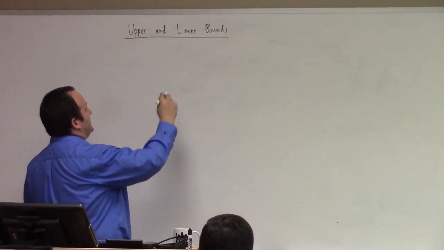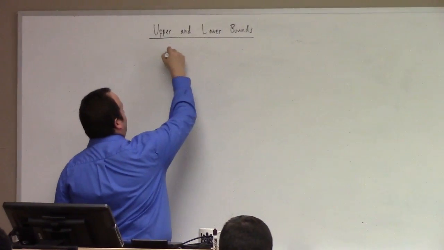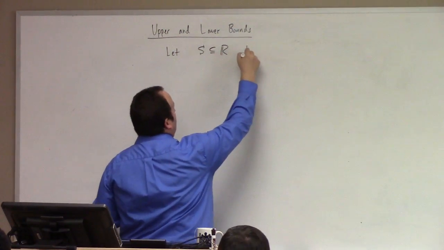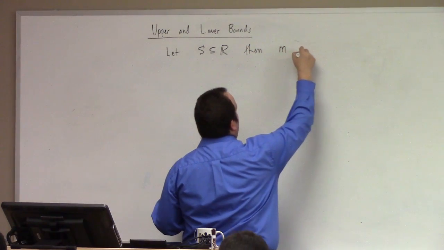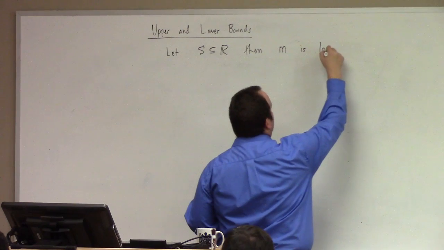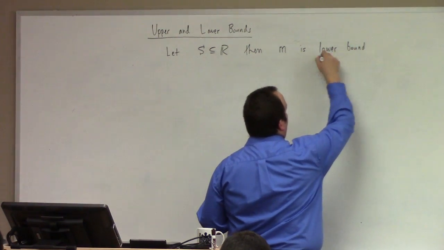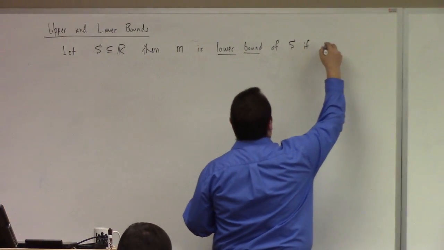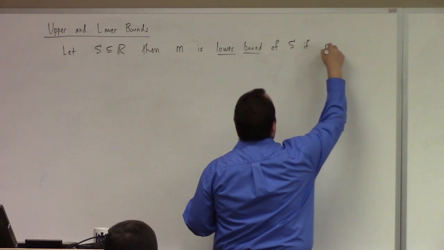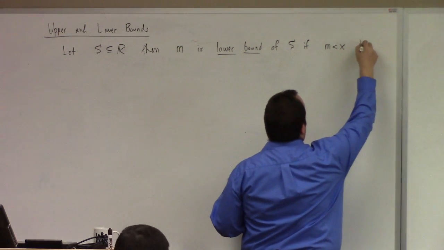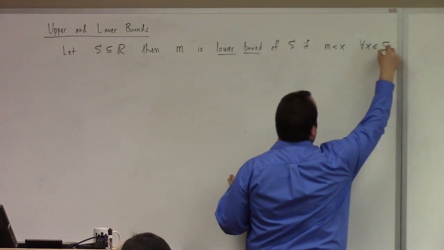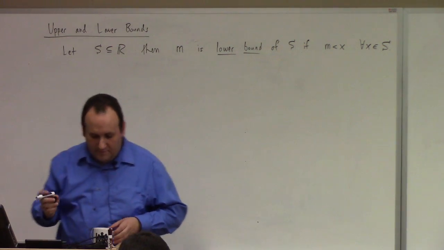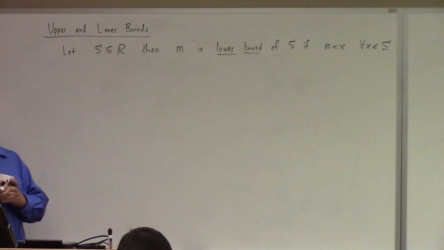Okay, so let's get to it. Lower bounds and upper bounds. So let S be a subset of real numbers. Then m, little m, is a lower bound of S if what? If m is less than x for all x in S. Let me put that in words. It's a lower bound if it's a number which is smaller than every number in the given set.